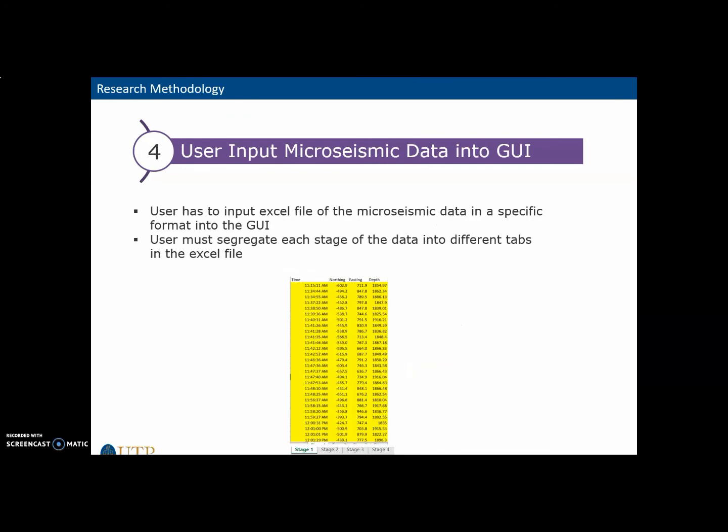Next is to test on the user input. Users are required to input the microseismic data into the GUI in a specific Excel format, which is, for every stage, the data should be segregated into a different tab. For this case study, which has 12 hydraulic fracturing stages, the Excel file needs to have 12 tabs segregating the stages.